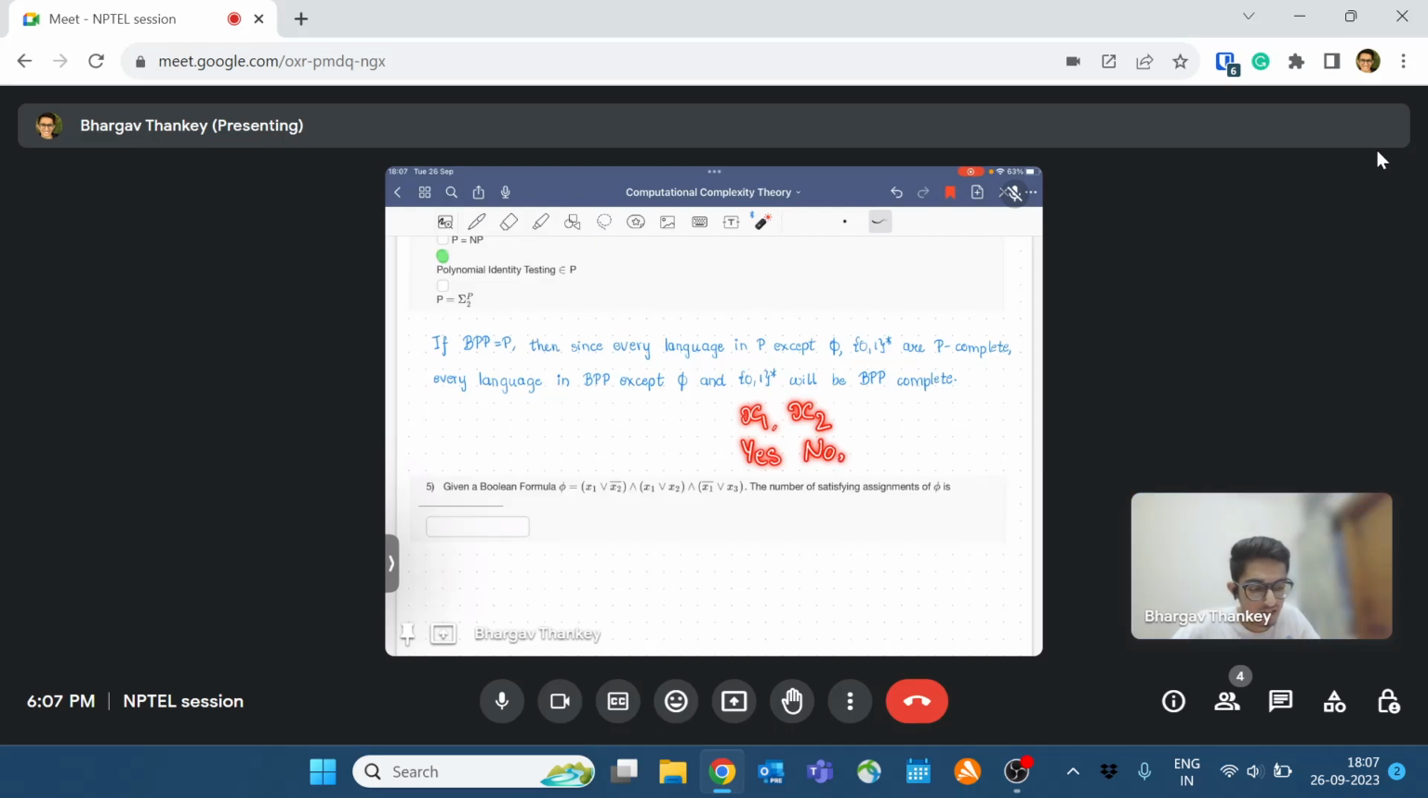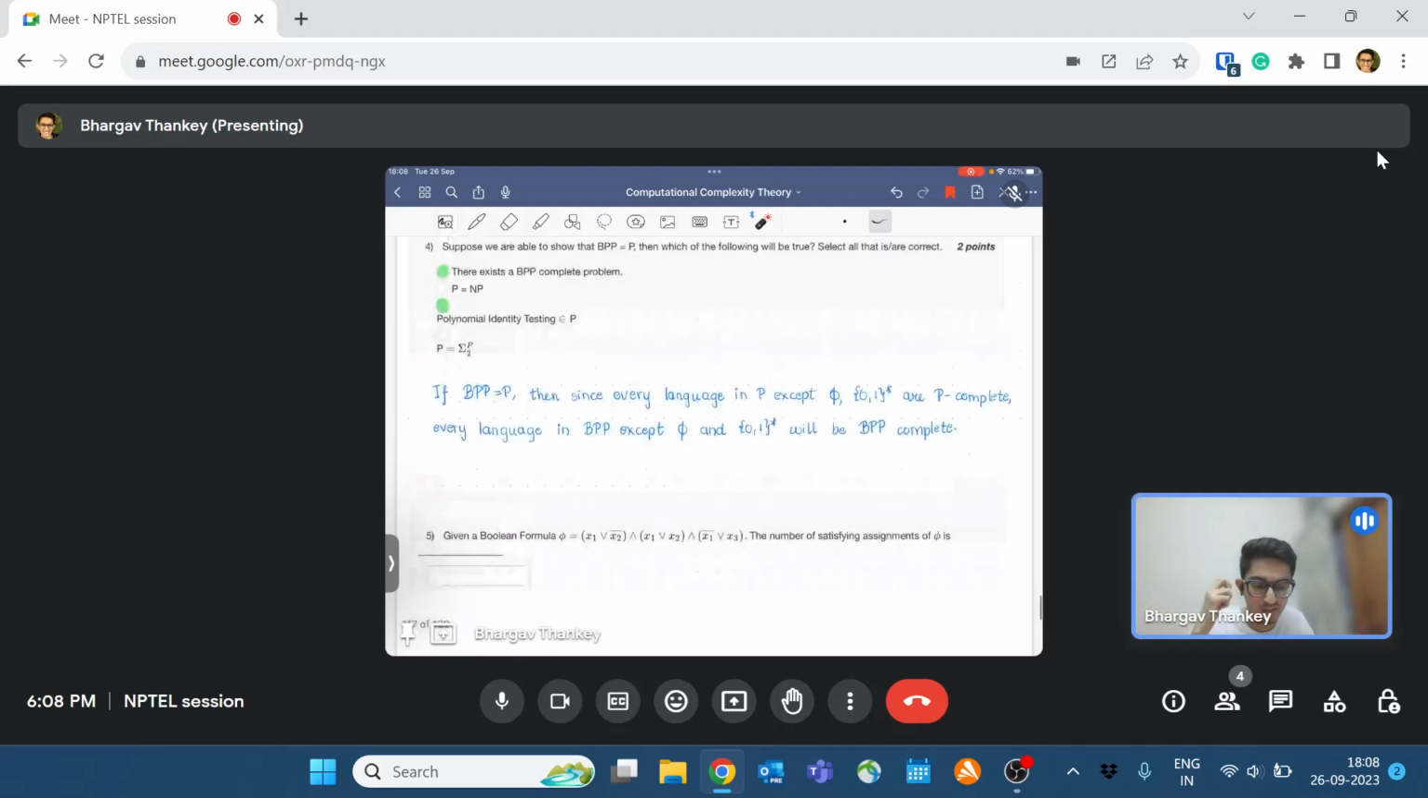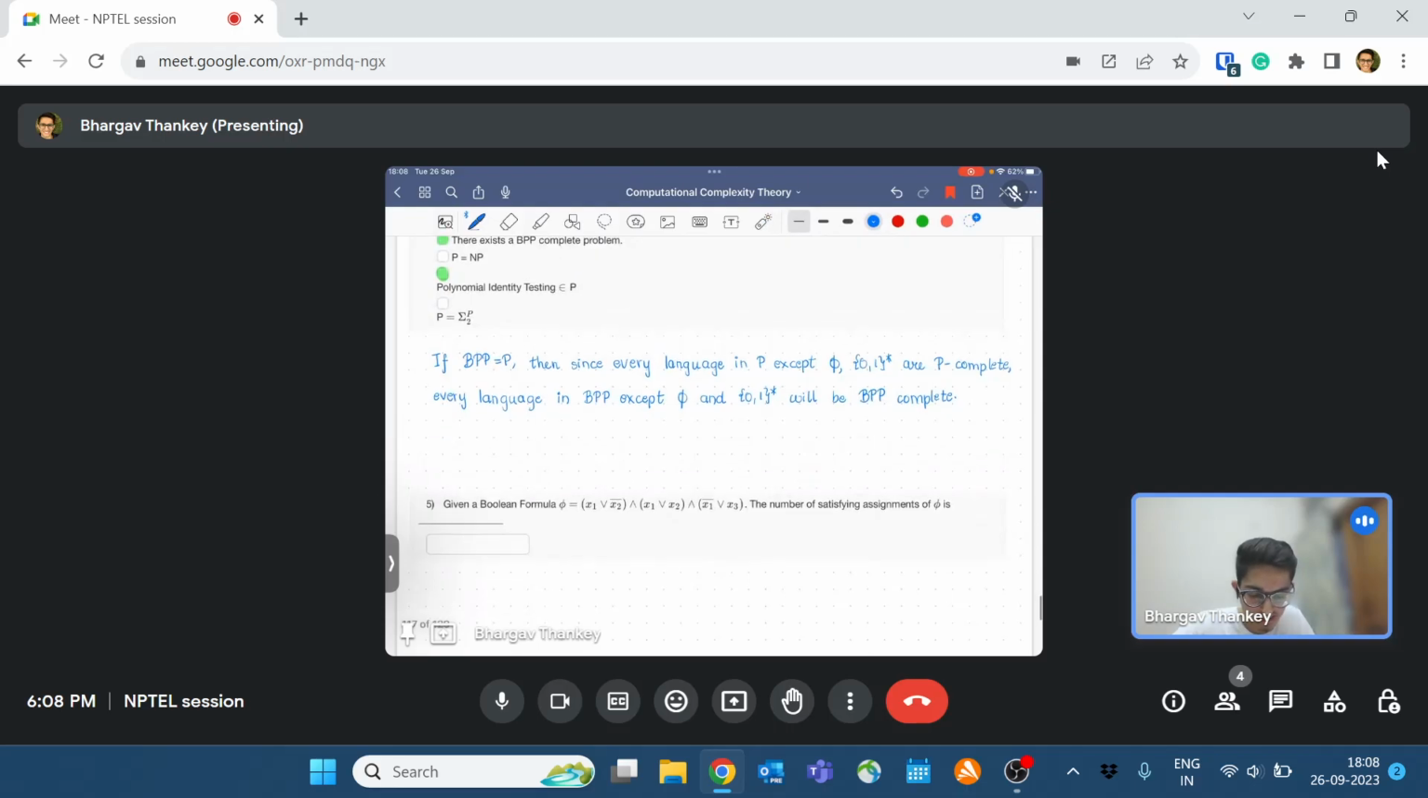Yes. But if the language is empty, there are no yes instances. If the language is 0,1 star, there are no no instances, right? Yes, I got it. So if your language were 0,1 star, how would you map a no instance of the MST problem to some no instance of 0,1 star? So every language in P except these two is P complete. And so if BPP were equal to P, every language in BPP except these two would be BPP complete, right? Yes. So that is why A is true. And what about C?